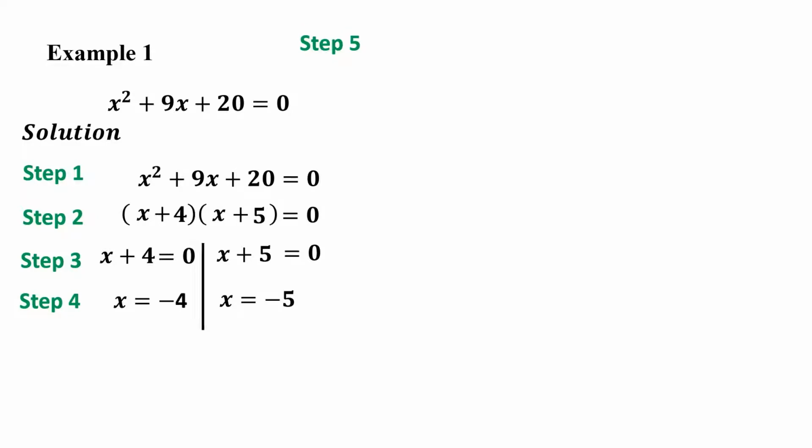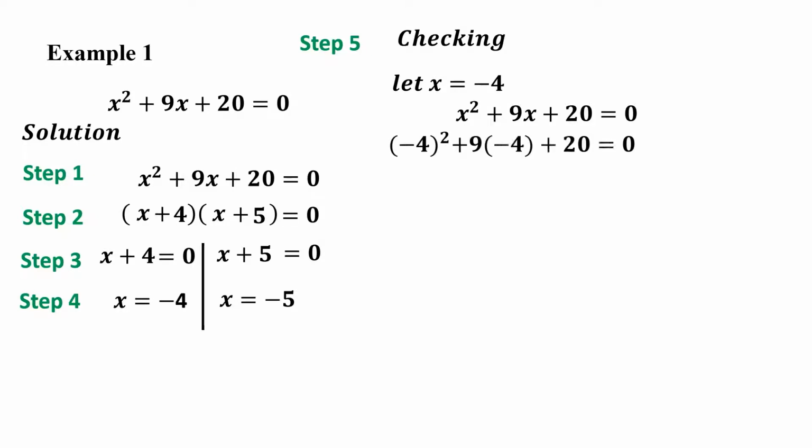Finally, we're now moving on to the last step, which is checking. We will check if the values of x are the solutions or roots of the given equation. Let us start. Let x be equal to -4. Use the given equation, which is x squared plus 9x plus 20 is equal to 0. Next, substitute the value of x, which is -4. So we have -4 squared. -4 multiplied by -4 is equal to positive 16, plus 9 multiplied by -4, the product is -36, plus 20 is equal to 0.